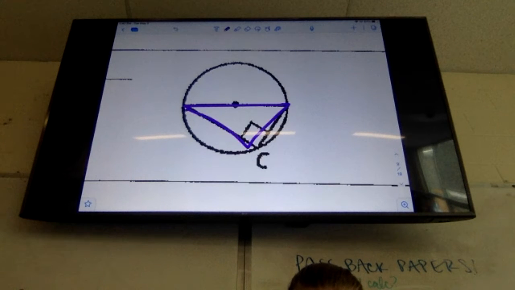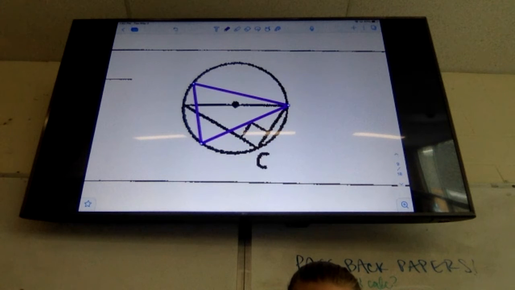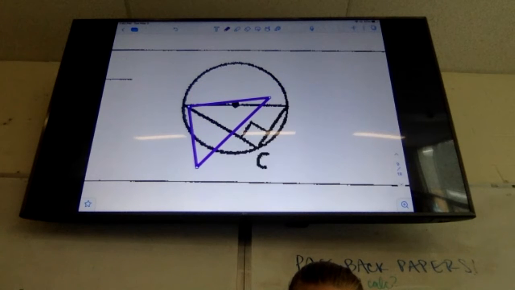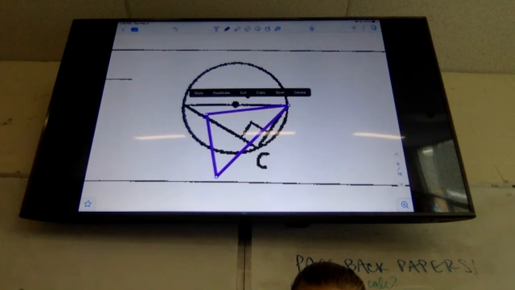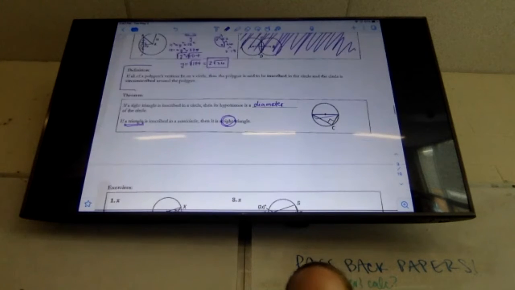In order to keep this 90 degrees, I must have the hypotenuse as my diameter. If I were to stretch this out, then I've lost my 90 degrees. So in order to keep my 90 degrees, I need one side to be on the diameter, and then the other sides go all the way around. All right, this is helpful. And this is why we learned about triangles before we got into this unit. Now we're gonna do some triangle work, okay?